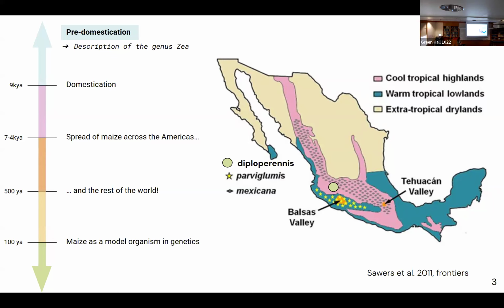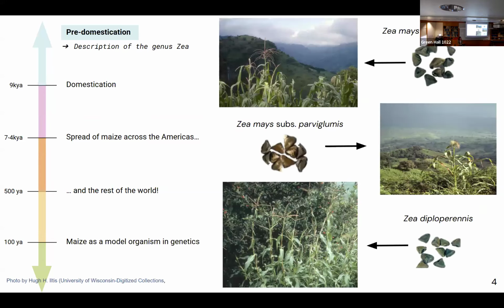I specifically point out these three teosintes on the map, Diploperennis, Parviglumis, and Mexicana, because these are the three teosintes I focus on in addition to maize. Phenotypically, the three teosintes, Mexicana, Parviglumis, and Diploperennis, don't differ greatly. You look at them and think, yeah, that's a grass. They're generally branching with tassels at the end of stalks, and they have large leaves extending from the stem.